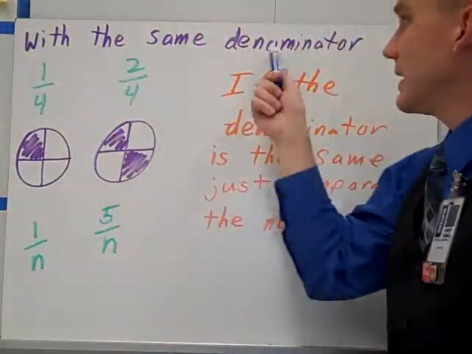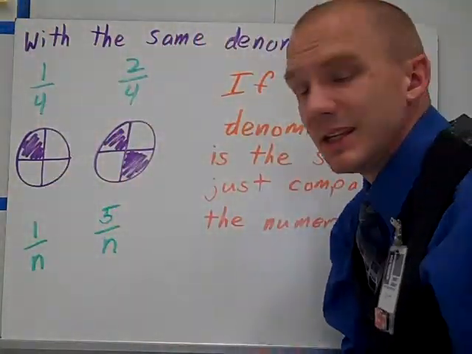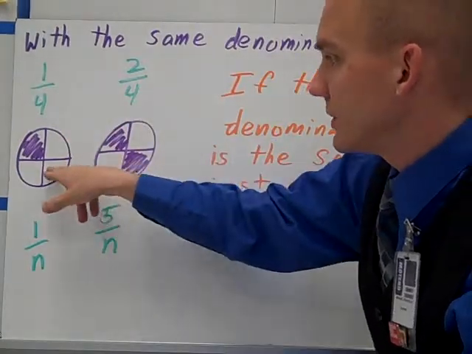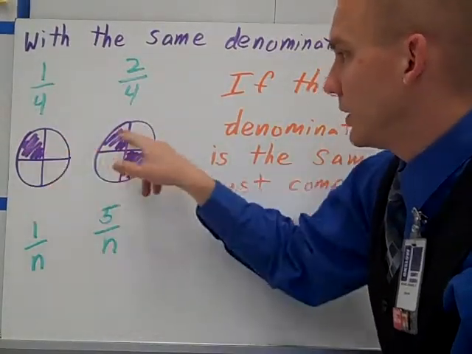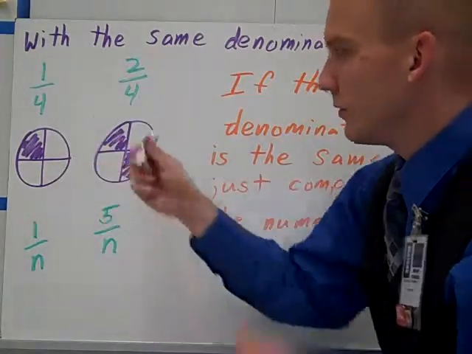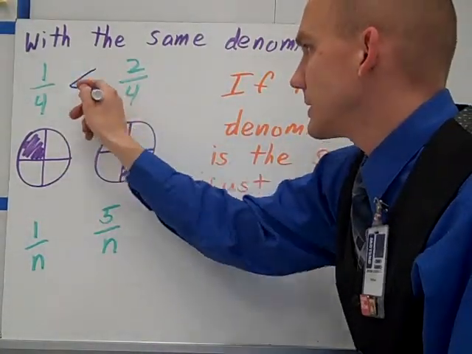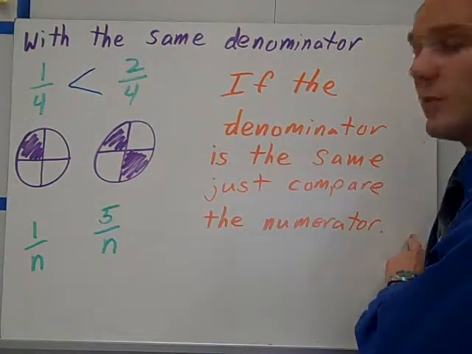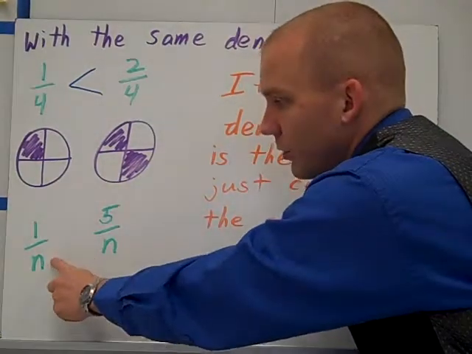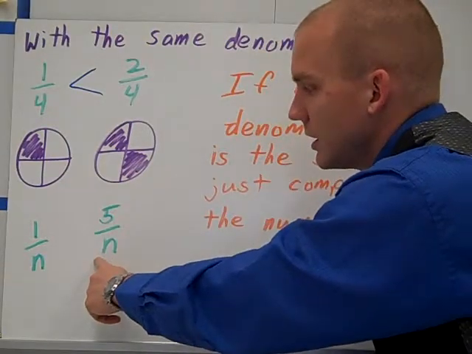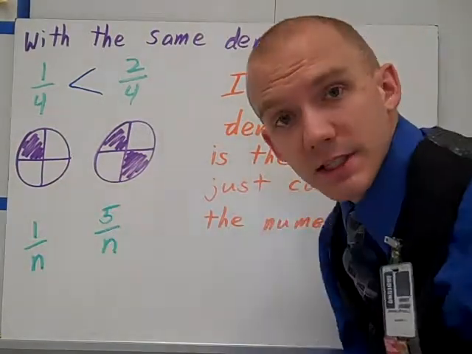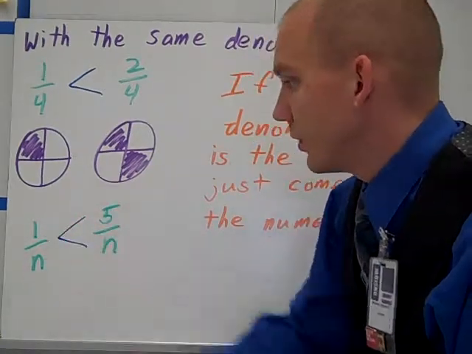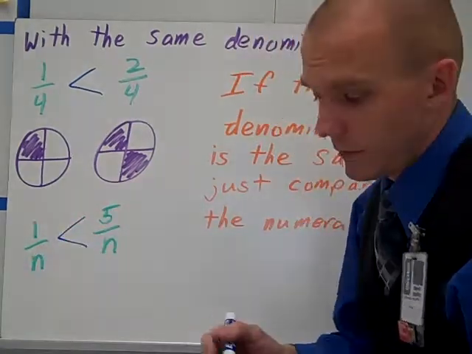What about with the same denominator? This is probably the easiest way to do it. You have 1/4 and 2/4. Quick look at these circles. There's 1 and now there's 2, and clearly 1/4 is going to be less than 2/4. If the denominator is the same, guys, just compare the numerators. So if I have 1 over n and 5 over n, it doesn't matter what n is as long as it's the same. I know that 5 over n is going to be greater than 1 over n, or 1 over n is less than 5 over n.